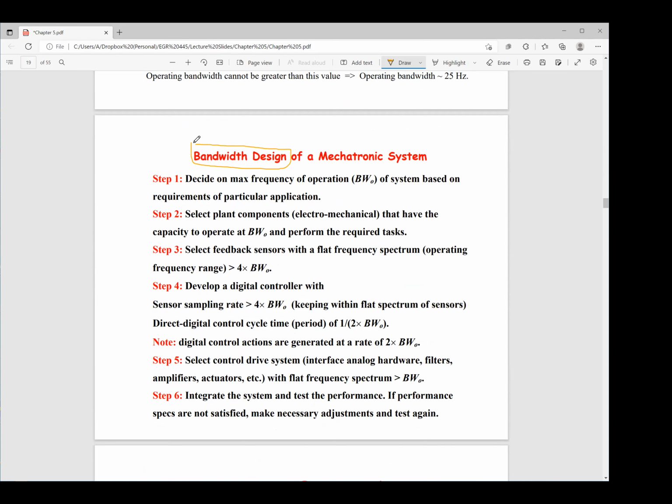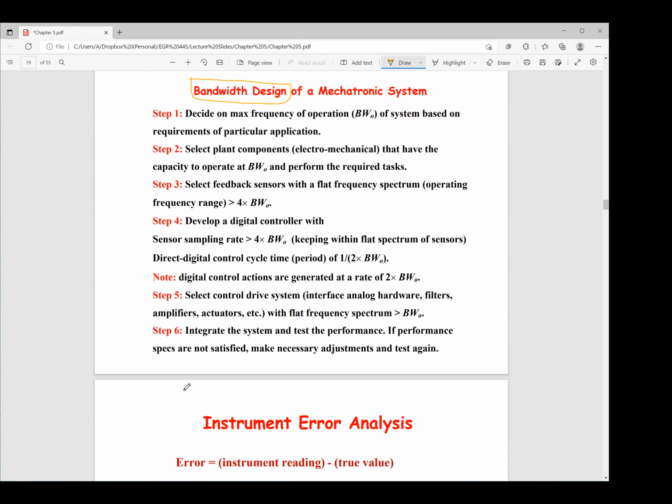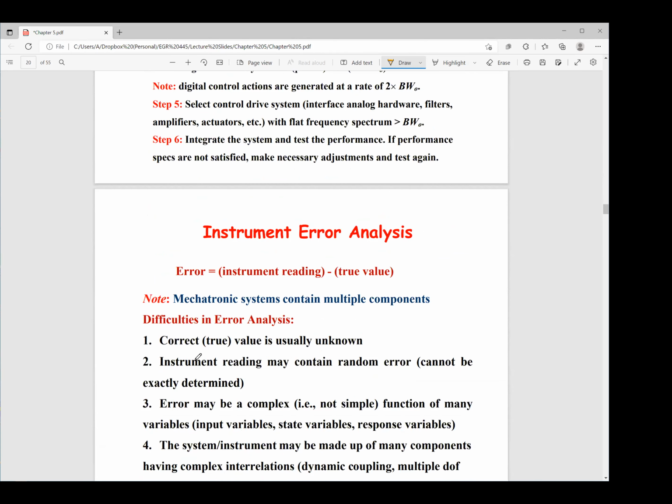How do you design a mechatronic system to meet particular bandwidth specifications? These are the steps that we will carry out. We will decide the maximum frequency. We will select the components. We will actually try to look at the flat spectrum. We'll design the controller, and we can design the digital control gains. And then finally, we'll integrate the system.